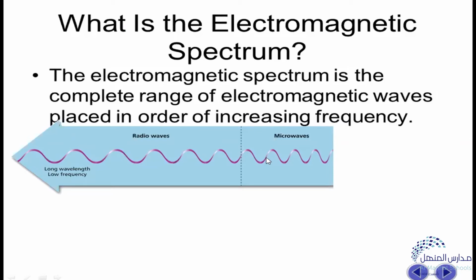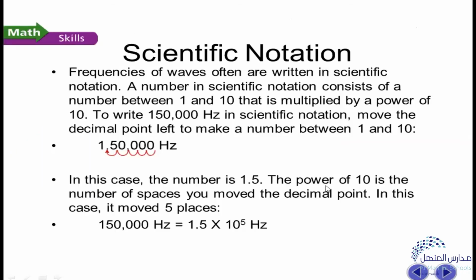What is the electromagnetic spectrum? The electromagnetic spectrum is the complete range of electromagnetic waves placed in order. They should be in order from left to right by increasing frequency. Radio waves have the lowest frequency, while at the end we will find gamma rays, which have the highest frequency.